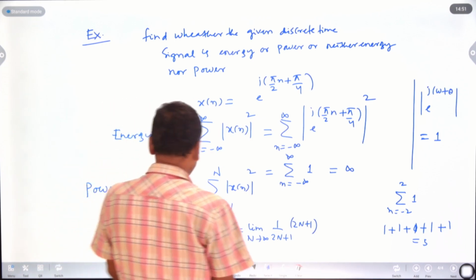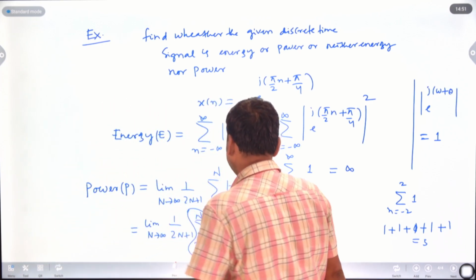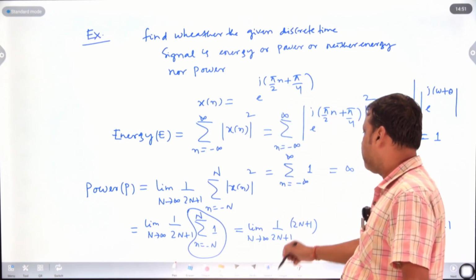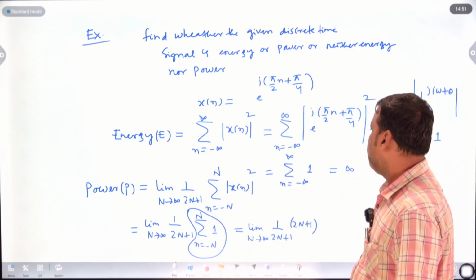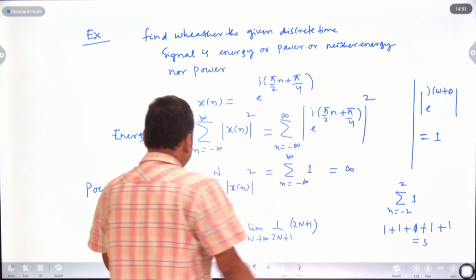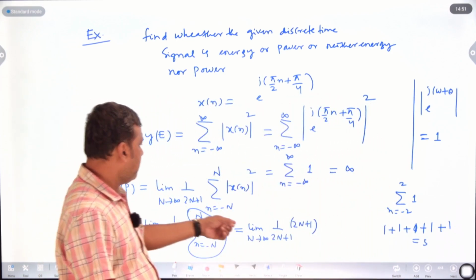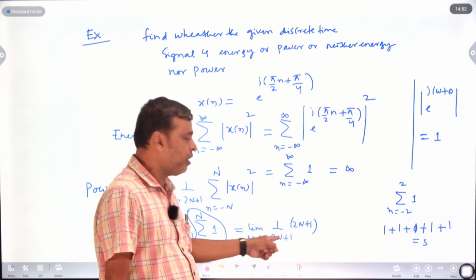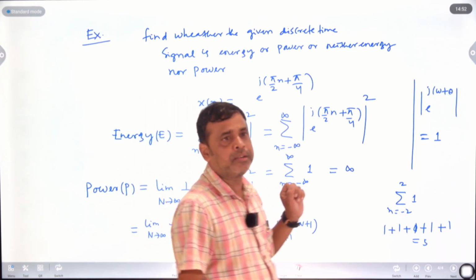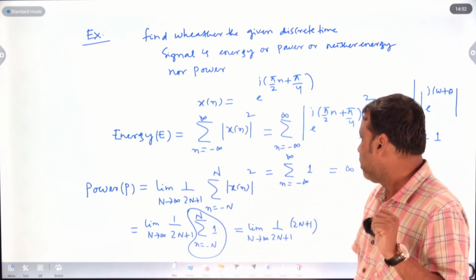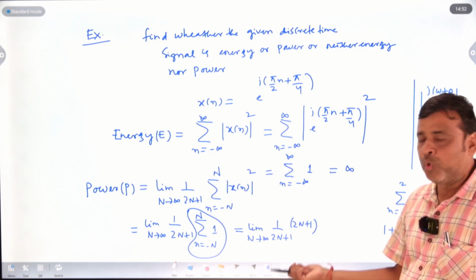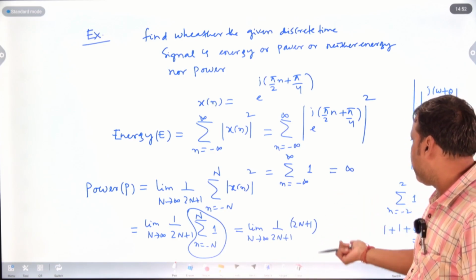So that means what? This value is how much? This value is 1. This value is 1. So the power becomes what? If n tends to infinity, this is infinite by infinite. So infinite by infinite means not determined. So that means again we will apply some rules, and the value becomes what?